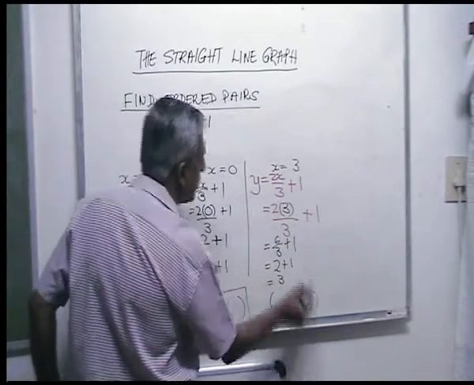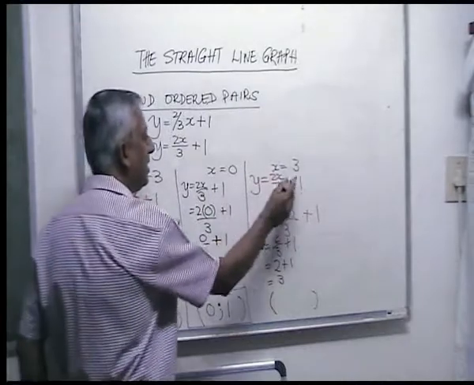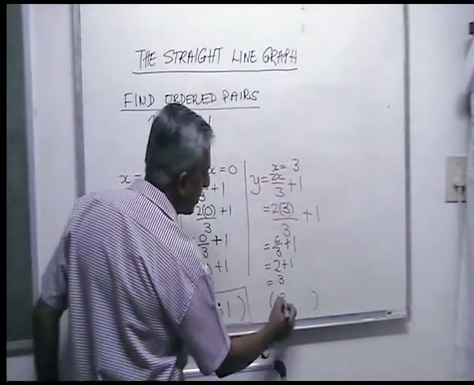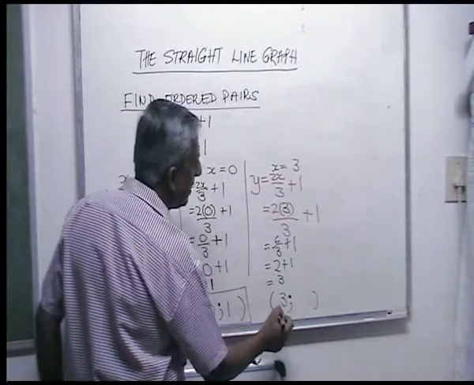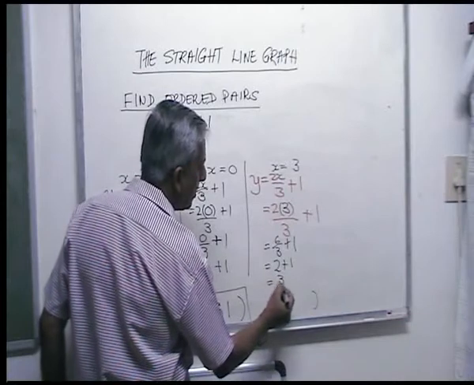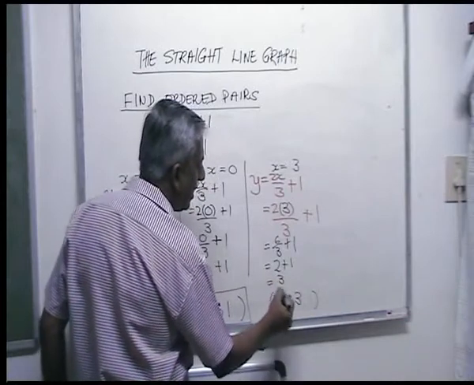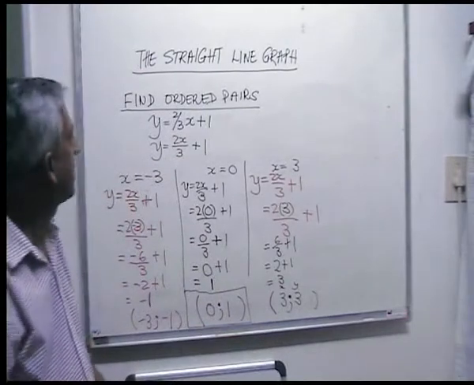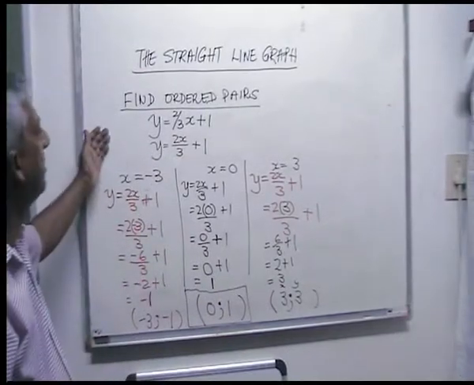So you see, by choosing minus 3 and 3, you're not going to end up with fractions and you will enjoy working it out. So your ordered pair is 3 and your final answer here is also 3. So the ordered pair is 3, 3. Alright, so that's how you do an example with fractions.